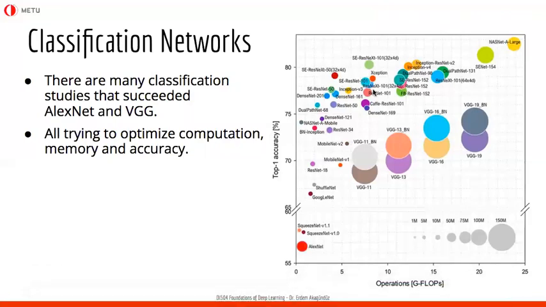ResNeXt is more efficient. It requires a smaller number of operations. So this is Inception version 3. This is ResNet. This is Inception. This is ResNeXt. This is Inception ResNet version 2. So it was a constant battle between these ideas.